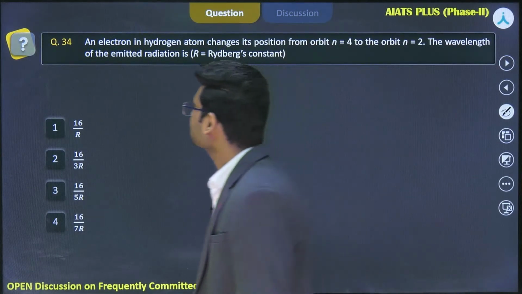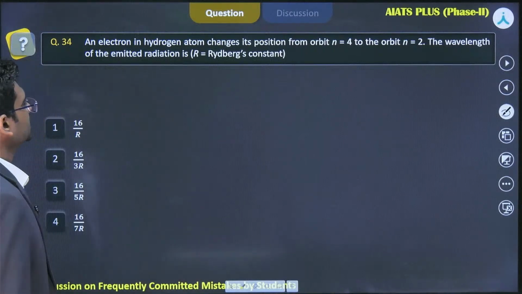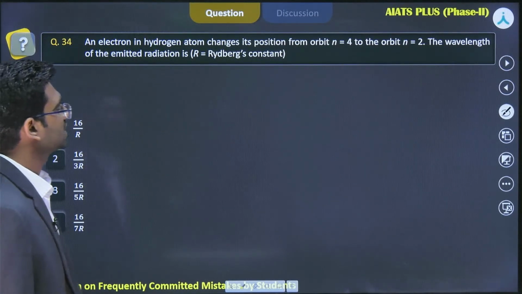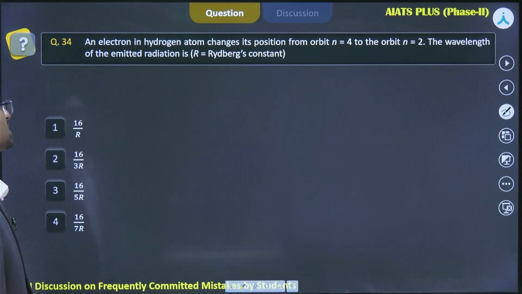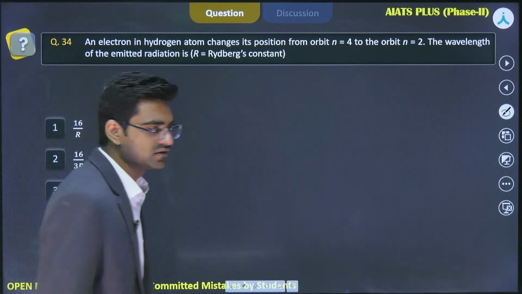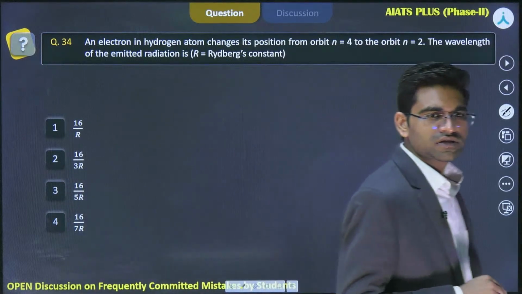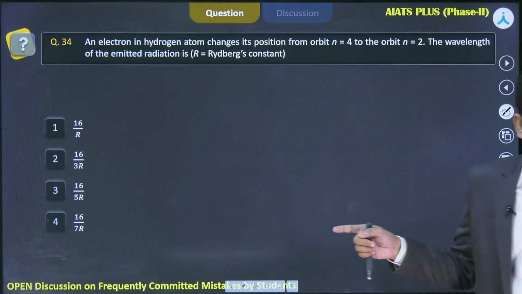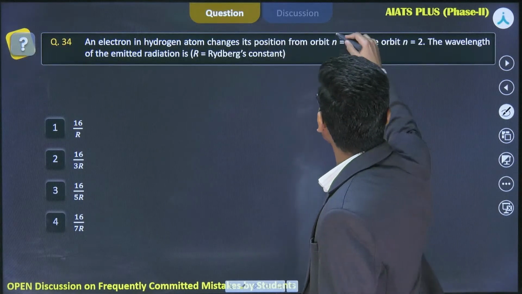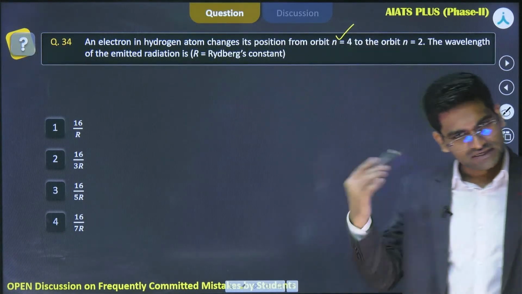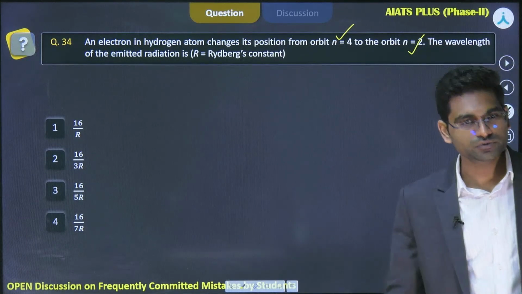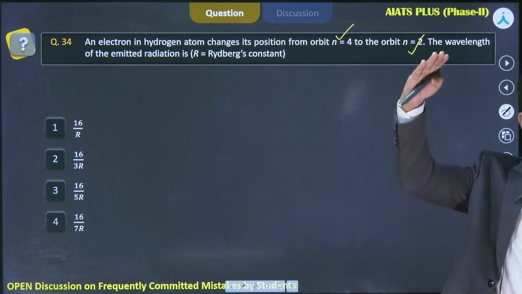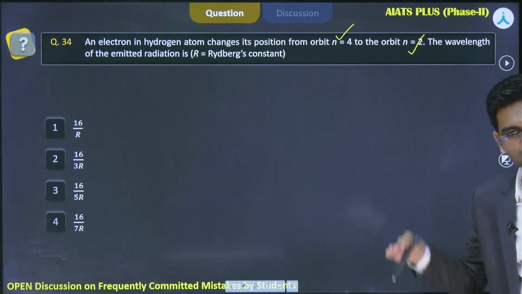This is another question. An electron in hydrogen atom changes its position from orbit n equal to 4 to the orbit n equal to 2. The wavelength of the emitted radiation is, R is Rydberg's constant. Now, there is an electron in hydrogen atom and its position was n equal to 4. It was at a higher state and after that it transitioned to n equal to 2, which means it is jumping from higher energy state to lower energy state.